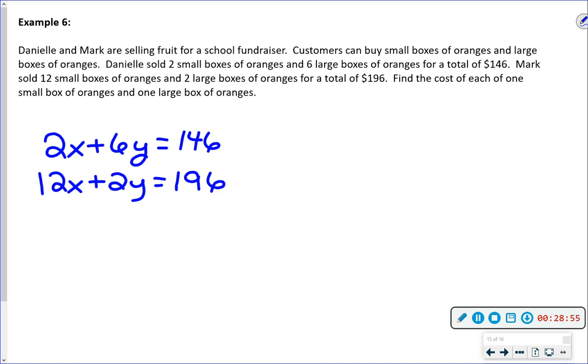Now remember, what does X represent? 13 what? Small box. Small boxes. How many boxes? The cost of each box. So $13 for a small box. I'm just going to label. And how much then? The large ones turn out to be 20. $20 for a box of oranges.